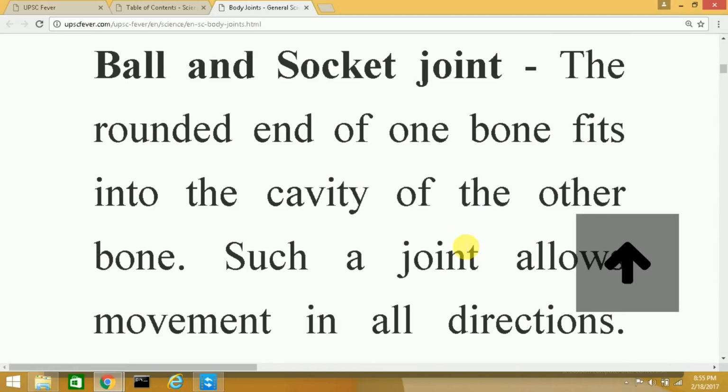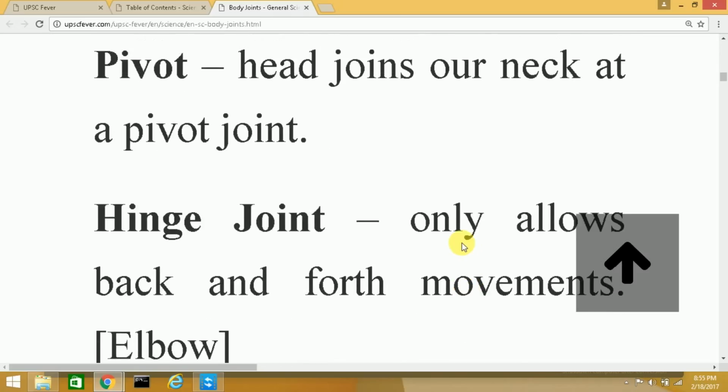In this joint, one bone has a round end and the second bone has a cavity, and the round end of the first bone fits into the cavity of the second bone, and this allows the bone to move in all directions. The shoulder and the arm are connected by the ball and socket joint, and therefore we can move our shoulder around. The next is the pivot joint.